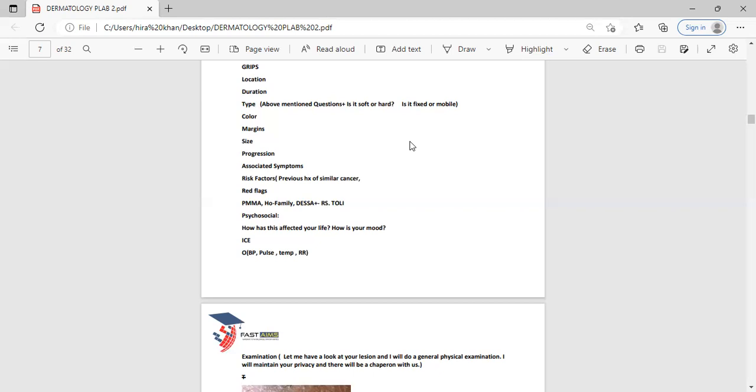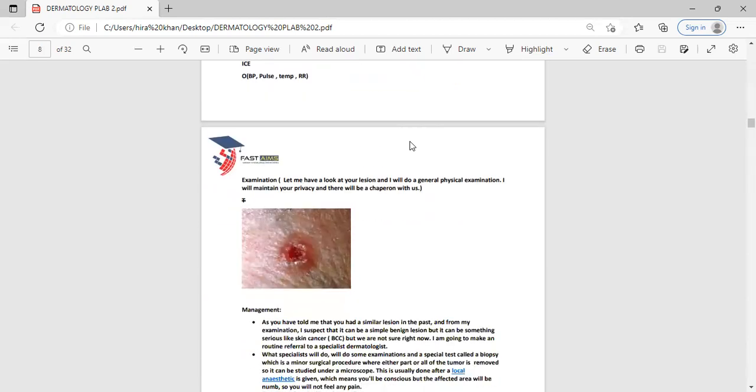And then will come the examination, same as I have mentioned before. You are supposed to say the same way, like you are going to have a look at the lesion. You have to do a general physical examination, or you can say that I need to examine you from head to toe. And always mention that you are going to maintain the privacy, and there will be a chaperone with us. So these points are very important when you are covering this segment.